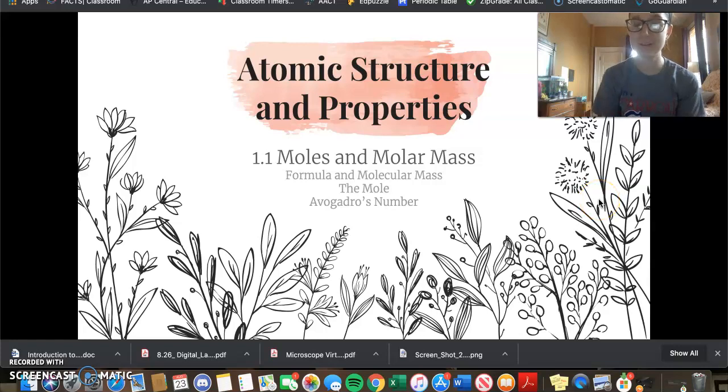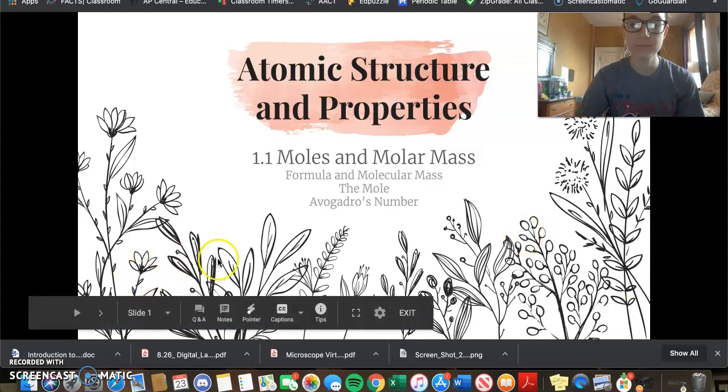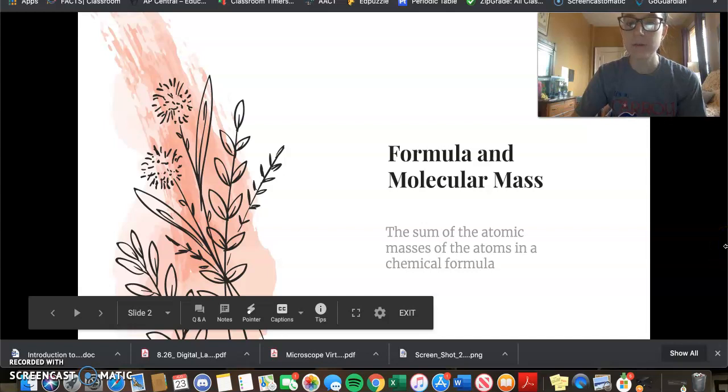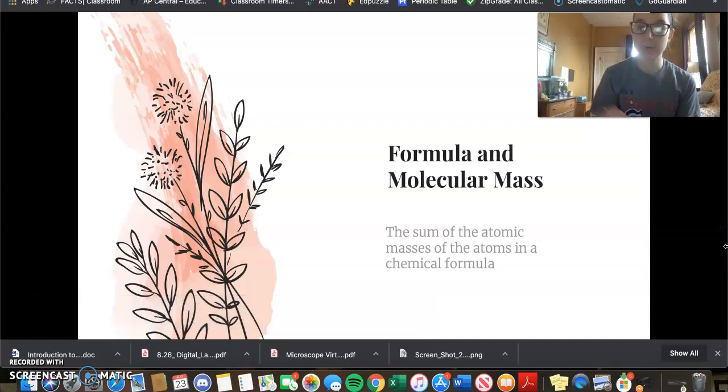Today we'll be starting notes on 1.1, which has to do with moles and molar mass. The first unit we deal with is atomic structure and properties. Today we're going to look into formula and molecular mass, the mole, and Avogadro's number. Formula and molecular mass are both the sum of the masses of the atoms in a chemical formula.